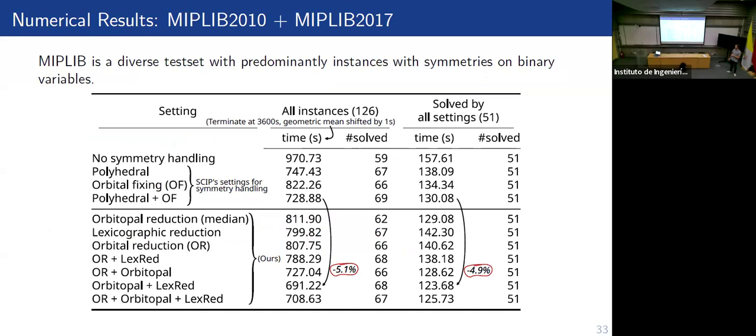You can also see the combined effect of using compatible symmetry handling methods here, because if we just use orbitopal reduction or just use lexicographic reduction, then we see that the times that we report here are actually higher than the combined effect, which means that actually investing time in running an additional symmetry handling procedure can save time in total for the whole benchmark set.